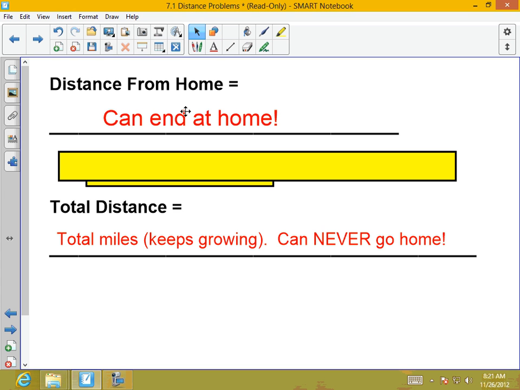Distance from home can go back towards home. Total distance never goes back towards home. Always keeps going away from home. Total distance keeps growing. Okay.